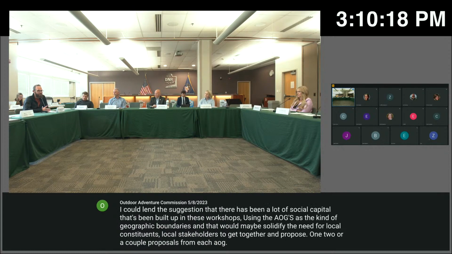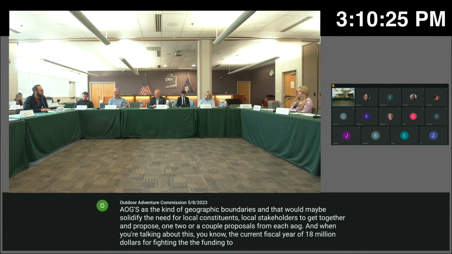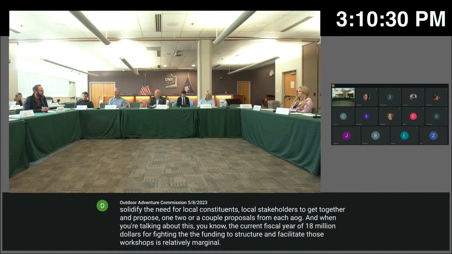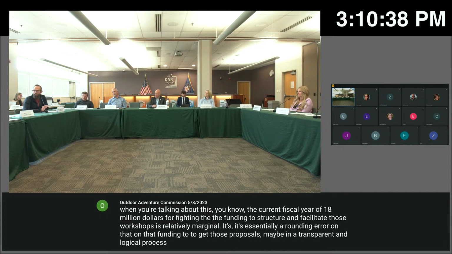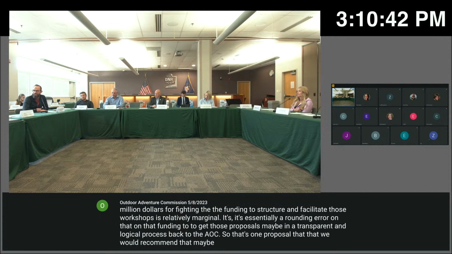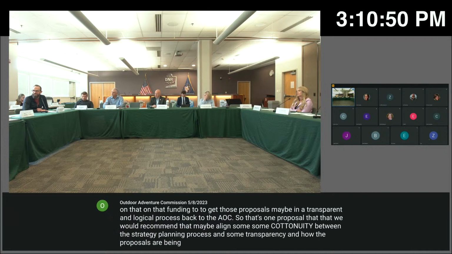And when you're talking about the current fiscal year of $18 million, providing the funding to structure and facilitate those workshops is relatively marginal. It's essentially a rounding error on that funding to get those proposals back to the OAC in a transparent and logical process. So that's one proposal that we would recommend, to align some continuity between the strategic planning process and some transparency in how the proposals are being brought to the OAC, as opposed to having it be open for everyone. Yeah, no, I agree.